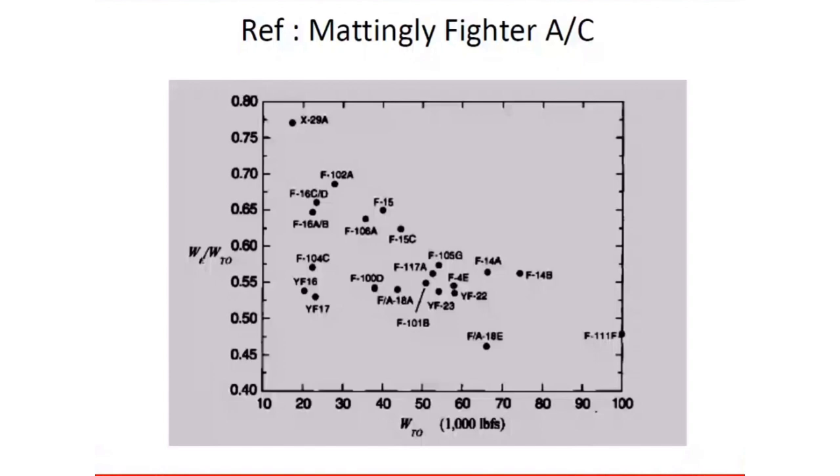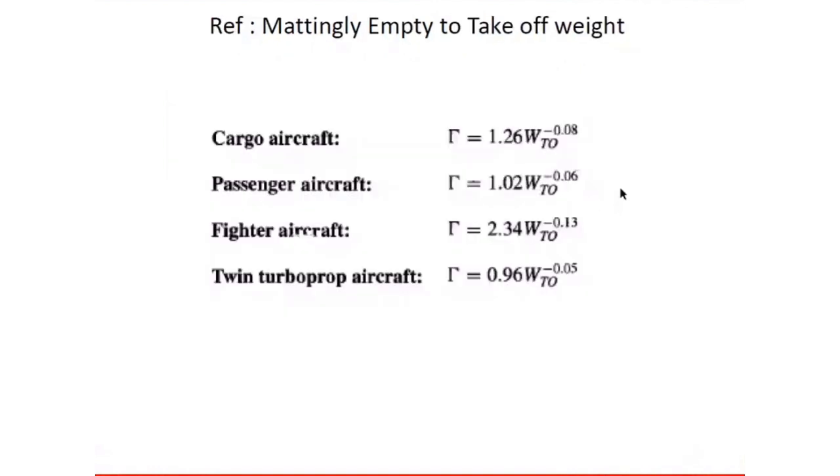So there are some linear correlations which have been given by Mattingly, because this is an engine design book. Mattingly and Raymer and Roskam have all this data.